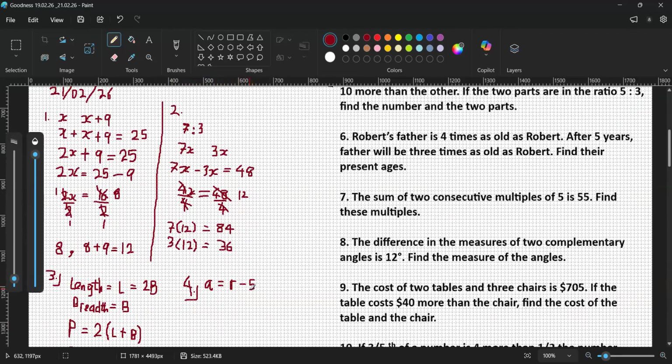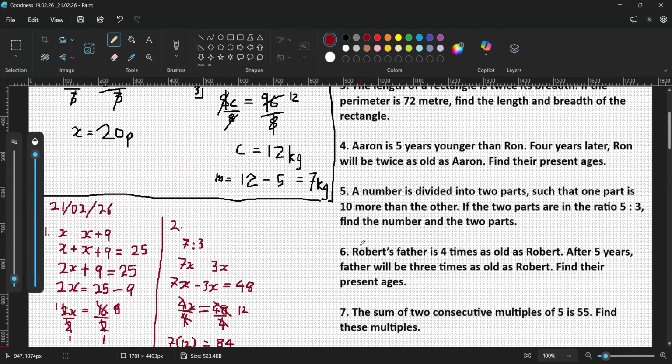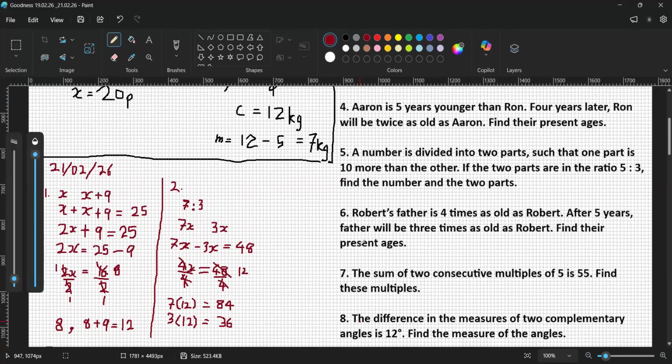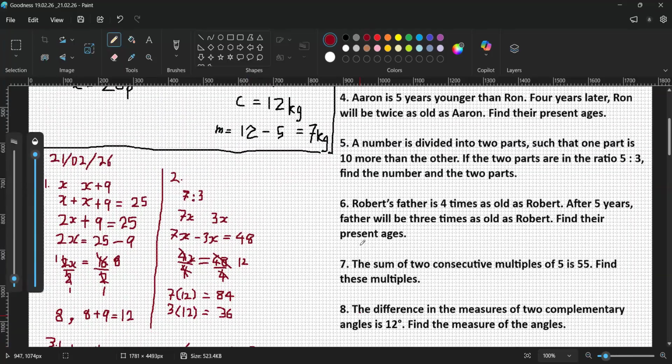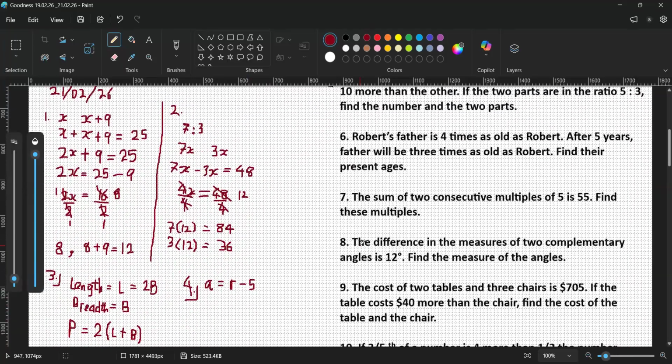Are you good with this interpretation? Yes, sir. Excellent. Let's now go to the next one. 4 years later, that means in the future. If they wanted to say in the past, they would have said 4 years ago, right? Yes. 4 years ago would have been referring to the past. But when they say 4 years later, that sounds like in the future. And of course, what will happen 4 years later? We will now add 4 to each of their ages. Yes, sir. Good. So just follow my reasoning.